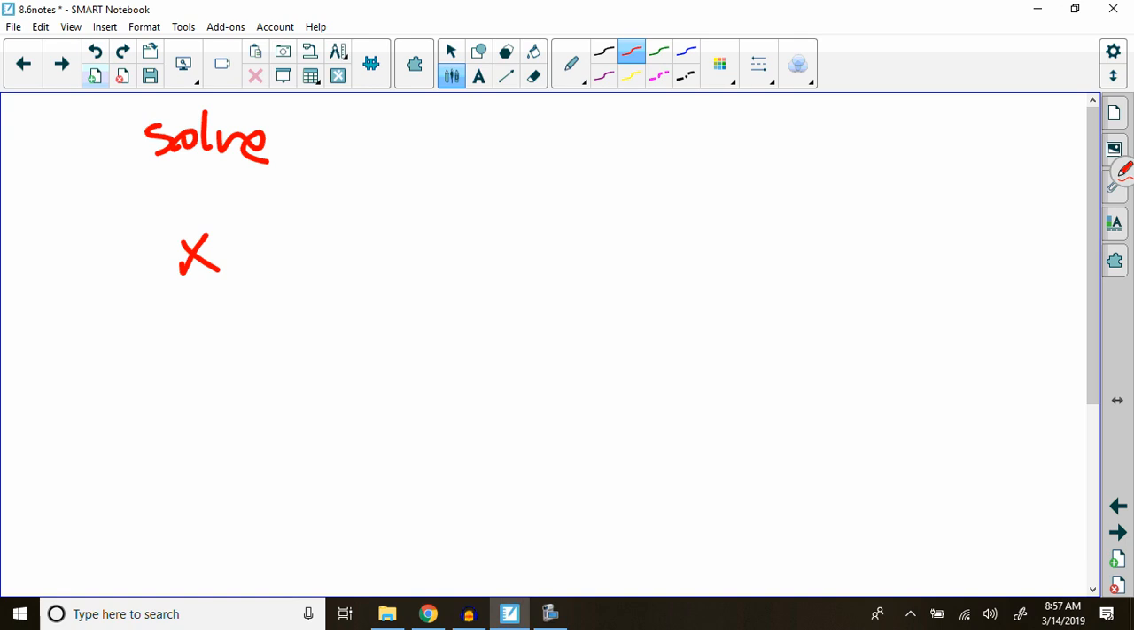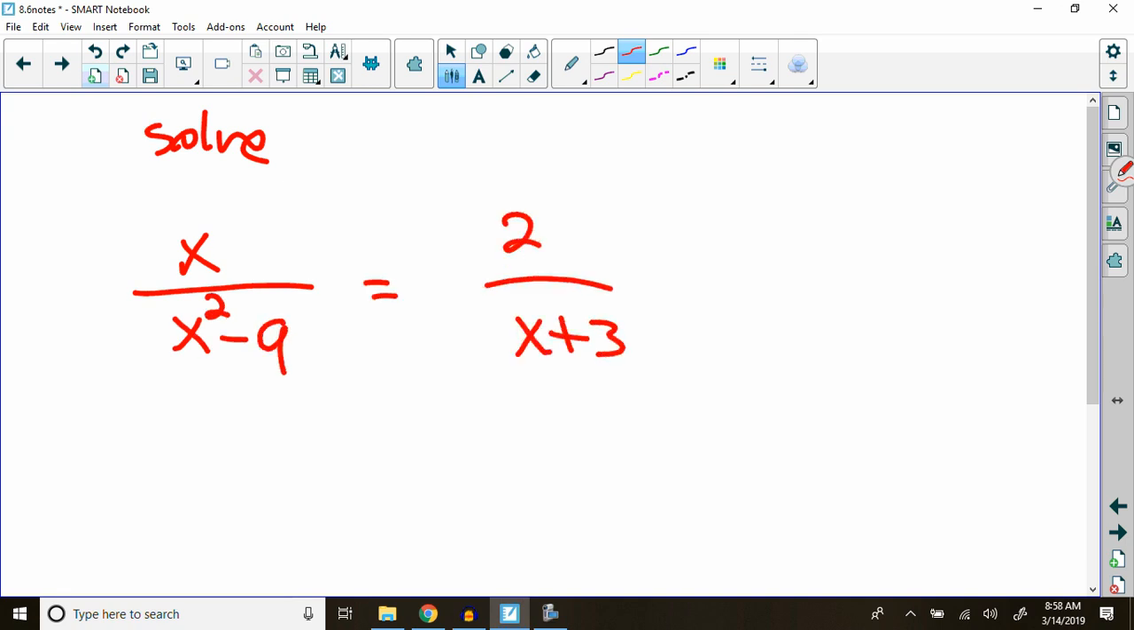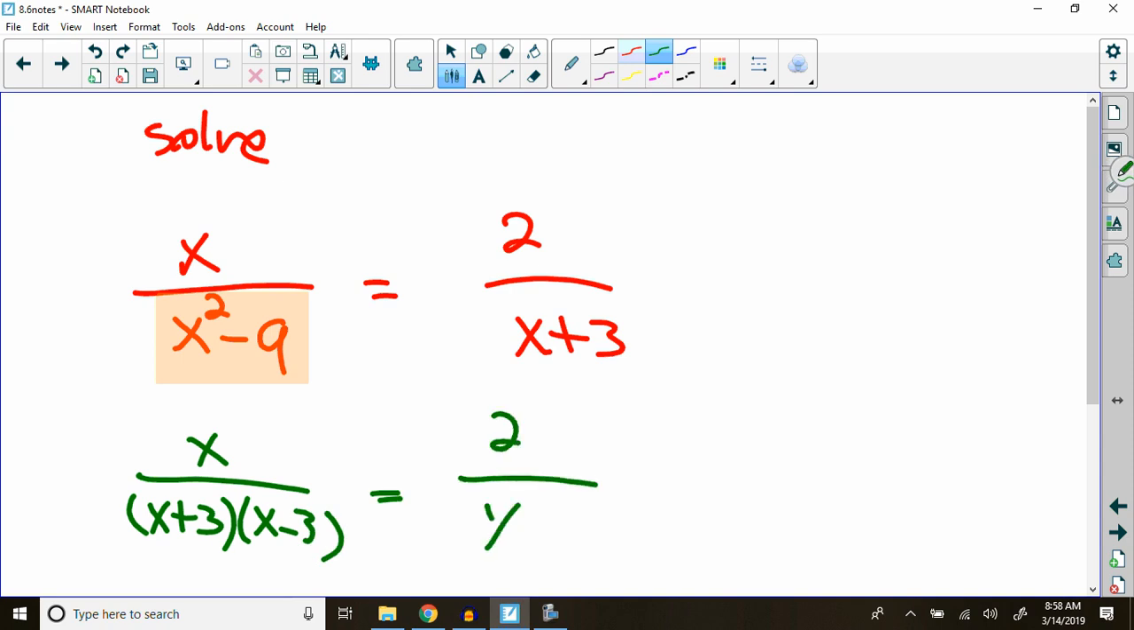Solve x over x squared minus 9 equals 2 over x plus 3. From what we've been doing the last week and a half in class, you should recognize that the denominators are pretty close to each other. Specifically, this denominator is really a difference of 2 squares, and I hope by now you get the fact that you're factoring this. It's going to be x plus 3 and x minus 3, so our denominators are almost the same.